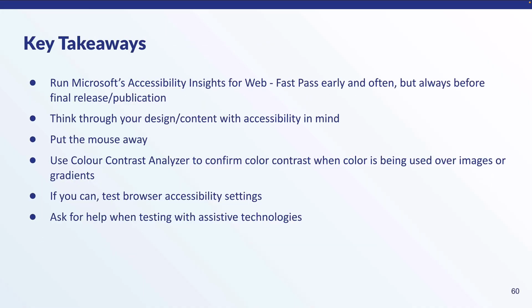Key takeaways. You should run Microsoft's Accessibility Insights for Web FastPass early and often, but always before your final release or publication. You should think through your design content with accessibility in mind. You should put the mouse away. Only use the keyboard for testing. Use the color contrast analyzer to confirm color contrast when color is being used over images or gradients. If you can, test the browser accessibility settings by increasing the zoom of the page that contains your web content. And finally, ask for help when testing with assistive technology.